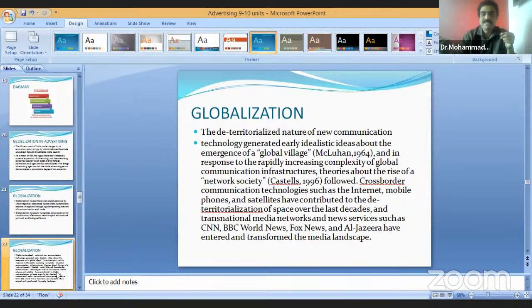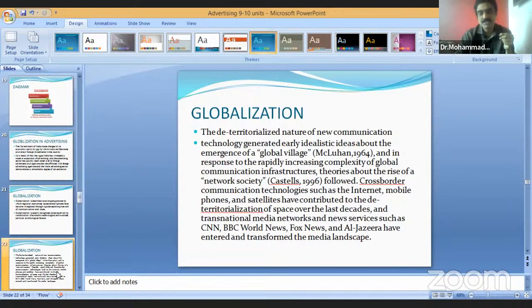And in response to the rapidly increasing complexity of the global communication infrastructure came the rise of the network society, as Castells describes. We have network societies, connected to other societies. Cross-border communication technologies such as the internet, mobile phones, and satellites have contributed to the deterritorialization of space over the last decades, and transnational media networks and news agencies such as CNN, BBC World, Fox News, and Al Jazeera have entered and transformed the idea of landscape.